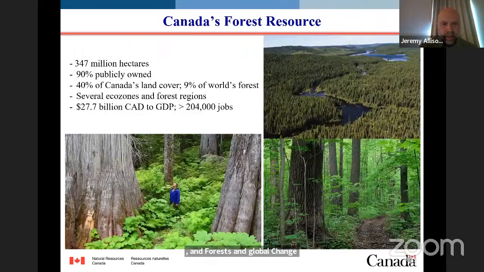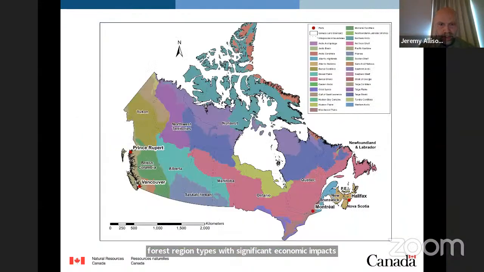This audience doesn't need to be reminded of this story, but we're dealing with a large resource base, approximately 350 million hectares, primarily publicly owned, a big chunk of both our land cover and the world's forests. And perhaps the more salient point here, a lot of different ecozones and forest region types with significant economic impacts on the GDP in Canada and employment. This map illustrates the enormity of the resource base and the variety of different forest types involved.